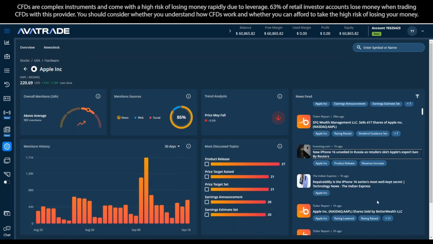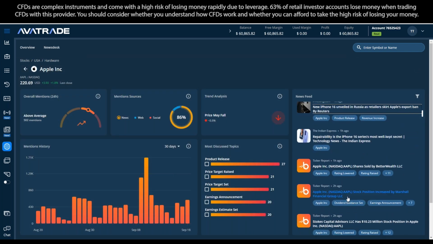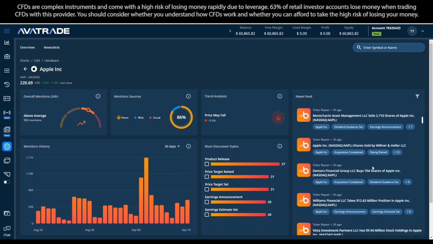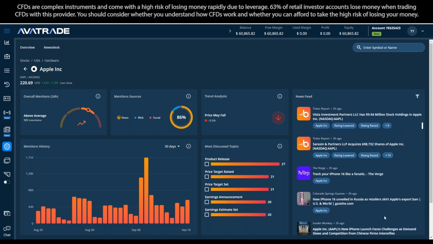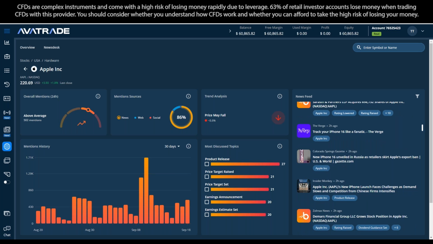And I also saw an article, I'm trying to find it, not that long ago, that talked about the sales of the iPhone 16 maybe missing the expectations. Okay, so you could go through and look back in time to see if you can find articles that could help you decide. Here's the article I was referring to. This is just from 2 hours ago. iPhone launch faces challenges as demand slows and competition from Chinese firms intensifies. So less demand and more competition for Apple.